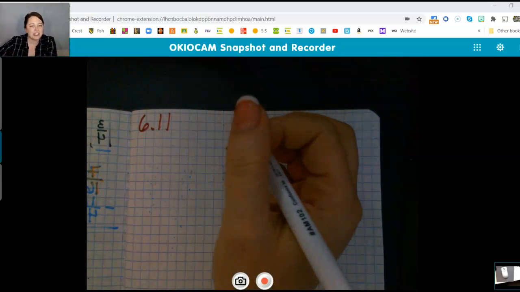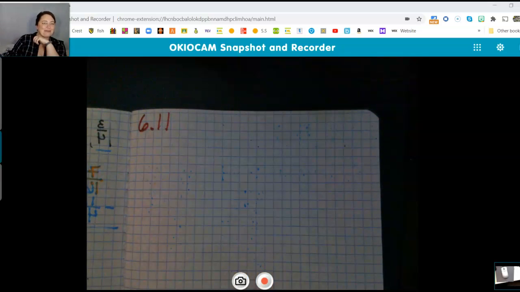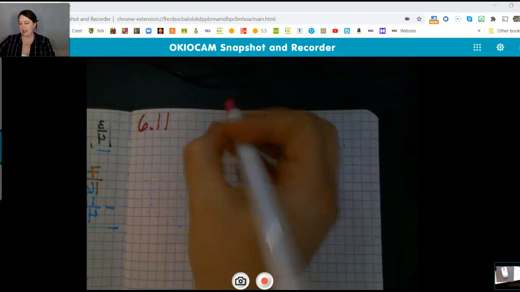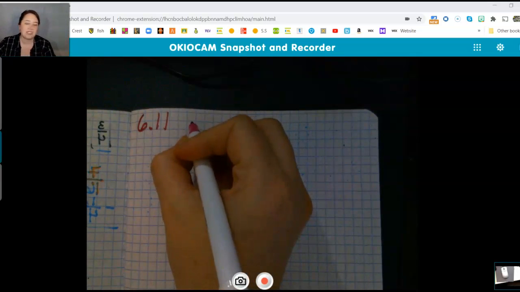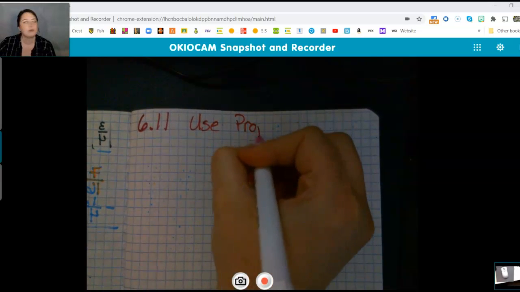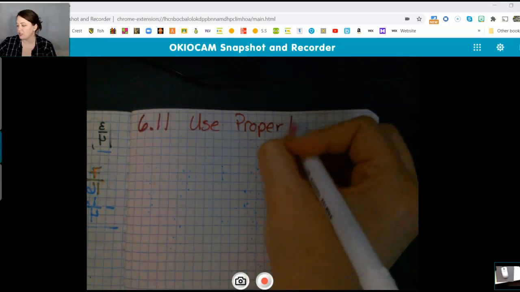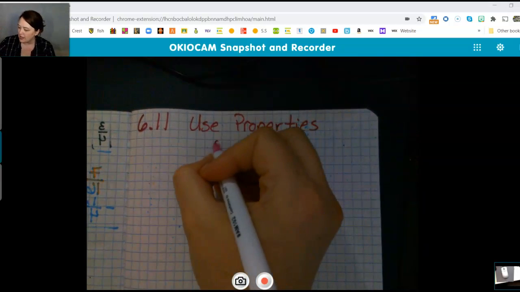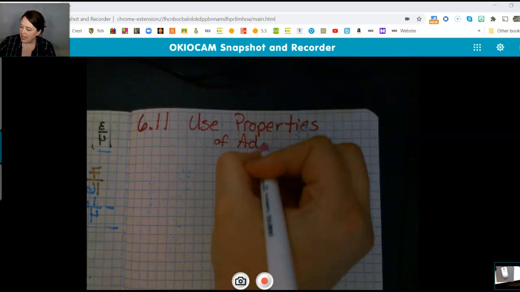6.11, which actually is one of my favorite lessons. And I know I say that a lot, so it can't possibly be one of my favorite, but okay. This is one of my favorite lessons. How about that? Because we're using our properties of addition. I don't know why I like the properties so much, but I think there's just some beauty to it. Use properties of addition.